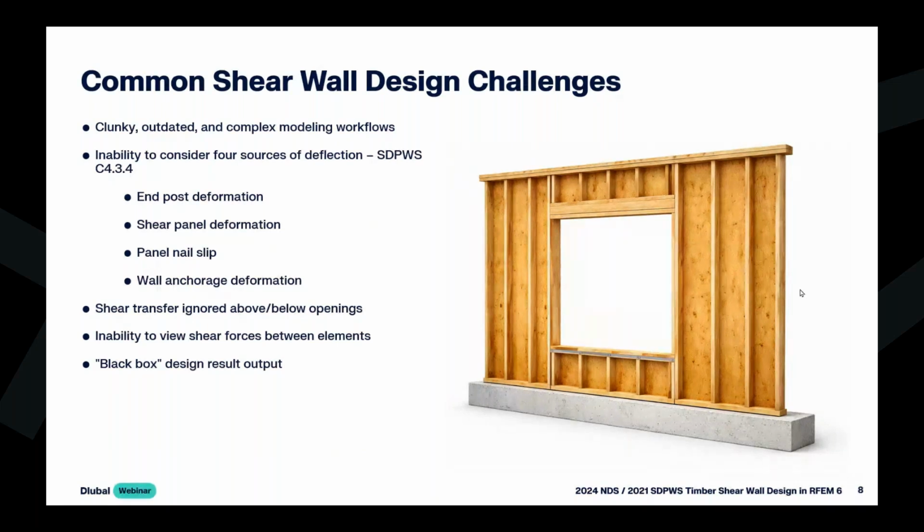Additionally, we find that software has the inability to consider what we call the 4 sources of deflection. These are given directly in the SDPWS code in section C4.3.4. This would include the end post deformation. This end post over on the left here may be in tension, so it will essentially elongate. We also have our end post over here that might be in compression, so it will essentially shorten.